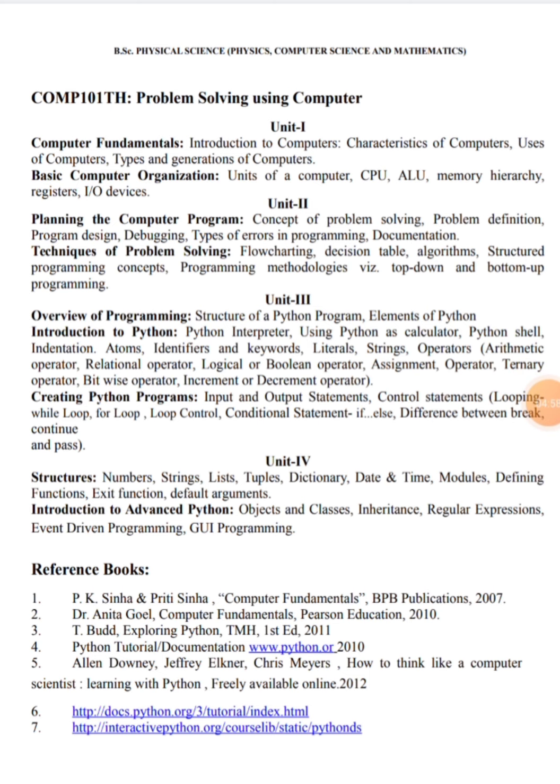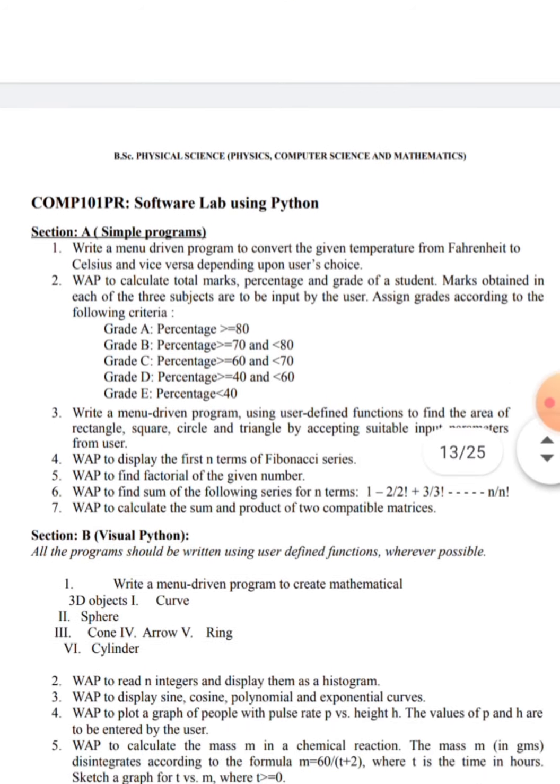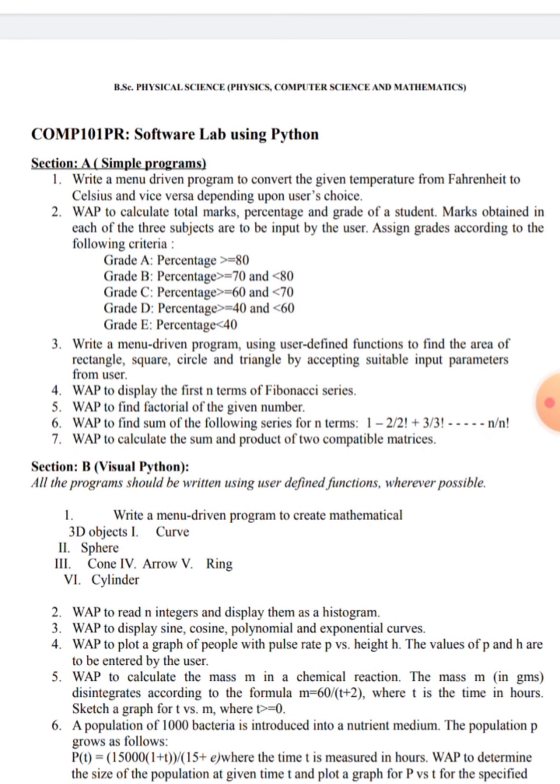So now coming to the practical part. In the practical part, we will have a software lab using Python, which is divided into two sections. Section A will cover simple programs. You can see all the 7 programs, and in section 2 we will program using Visual Python. Here the output will be in a graphic based pattern.